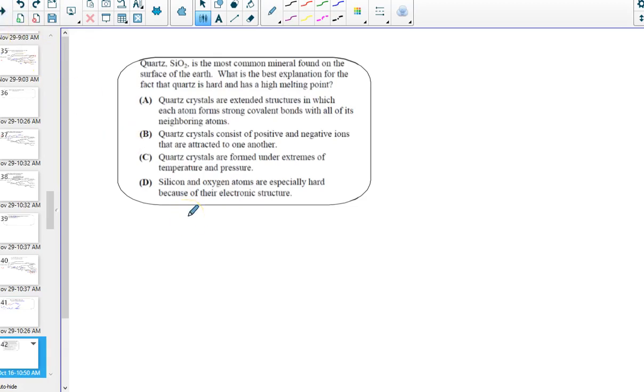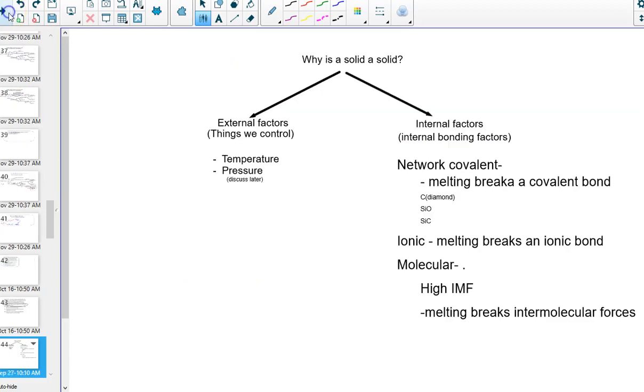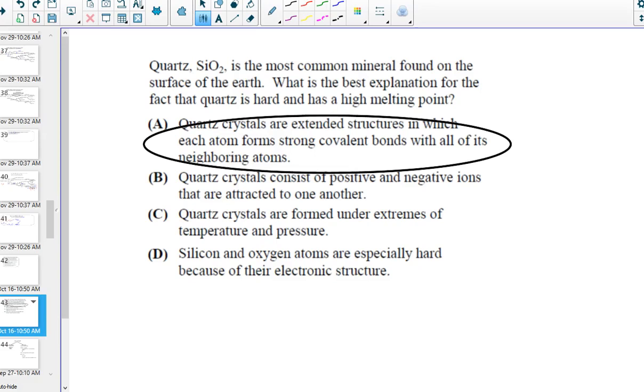Alright, take a moment. Read over, see what you think. What are they describing here? There you go. It's describing a network covalent bond. Typical question. Alright, and we'll stop there for our discussion of intermolecular forces and how we apply it to states of matter.